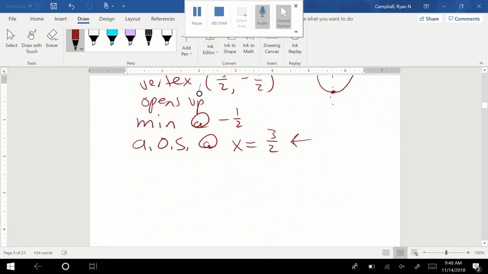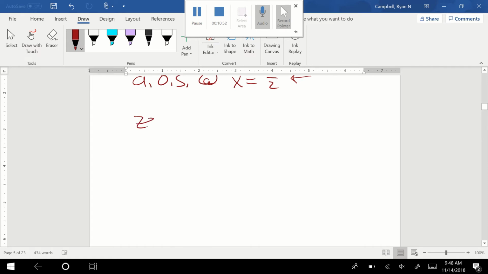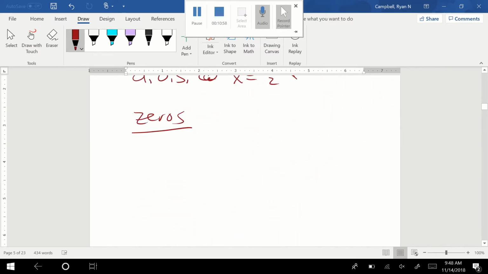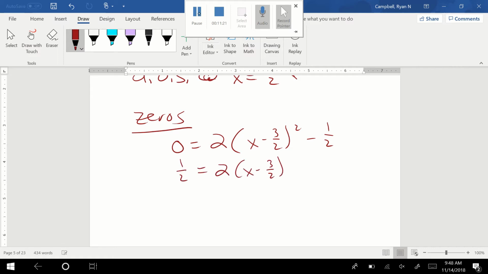All right. Lastly, let's find all the zeros. Remember, another word for zero is x-intercept, so we can just make what we have equal to 0. So we have 0 equals 2 times x minus 3 halves squared minus 1 half, and then solve for x. You can FOIL out the x, but we already have a square, so let's just keep the square and isolate that. Let's move the 1 half over. So we have 1 half equals 2 times x minus 3 halves squared.